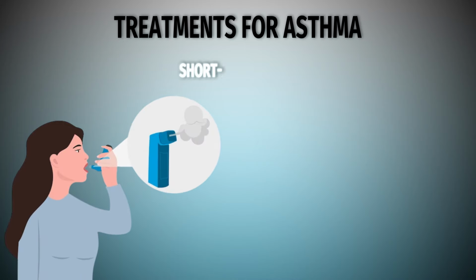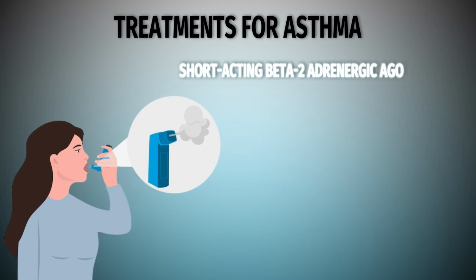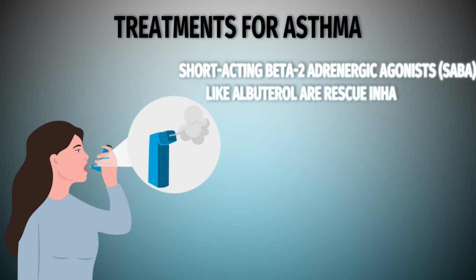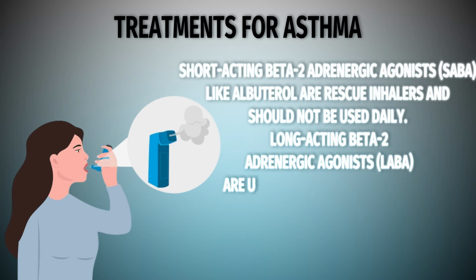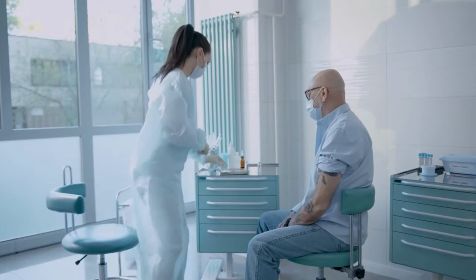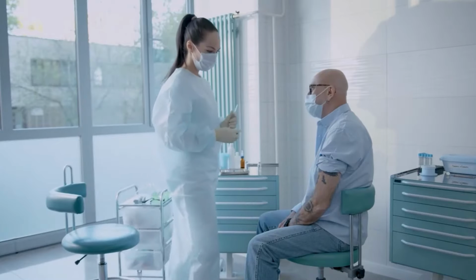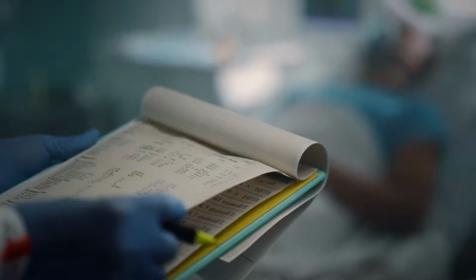Note that short-acting beta-2 adrenergic agonists, SABA, like albuterol, are rescue inhalers and should not be used daily. Long-acting beta-2 adrenergic agonists, LABA, are used daily to control asthma. For patients who have evidence of infection like bacterial sinusitis, fever, or purulent sputum, antibiotics may be prescribed in the treatment of acute asthma exacerbations.